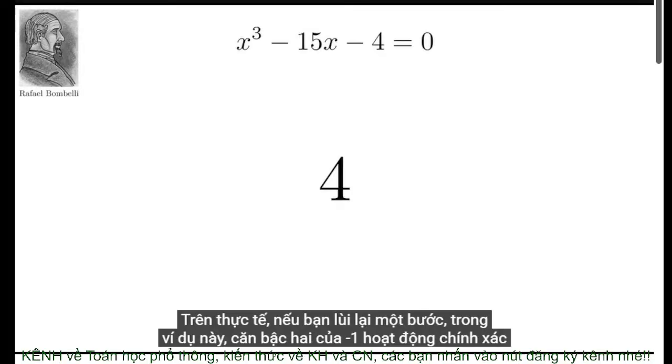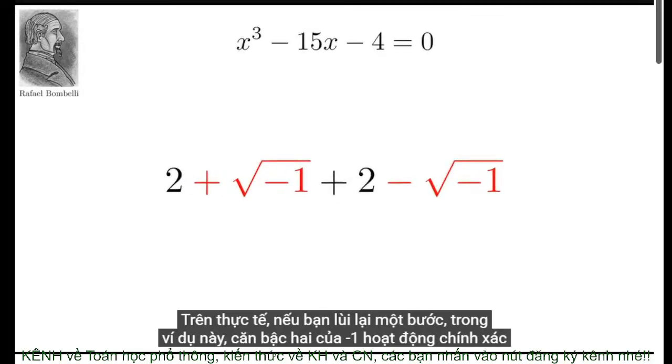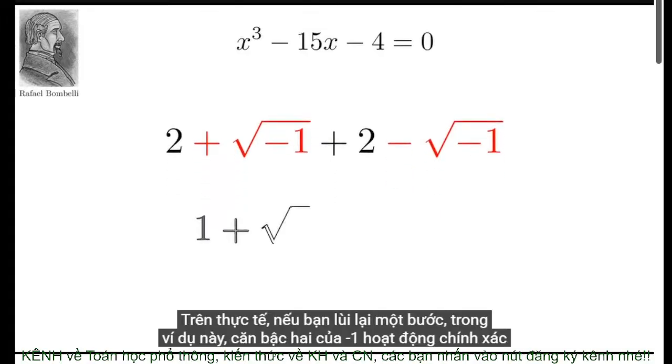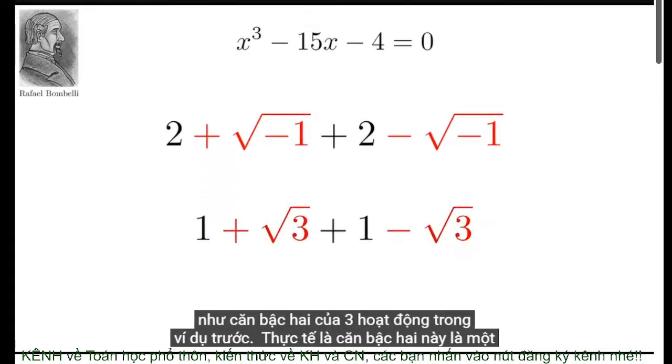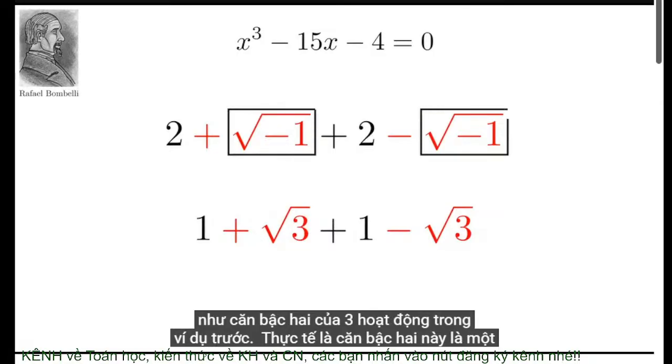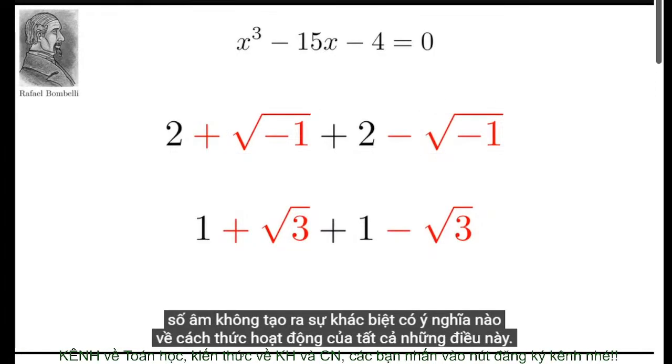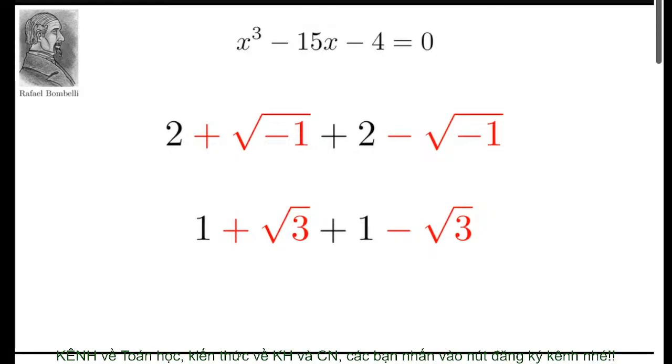In fact, if you take a step back, in this example the square roots of minus 1 behave exactly as the square roots of 3 behaved in the previous example. The fact that this square root is of a negative number ends up providing no meaningful difference in how all of this works out.